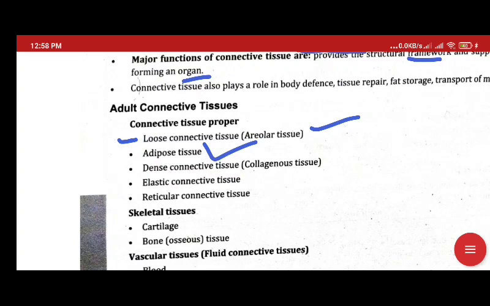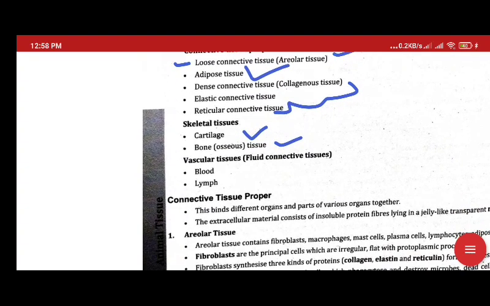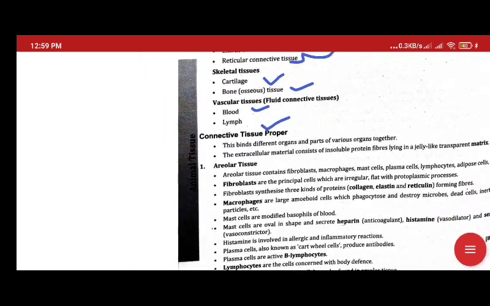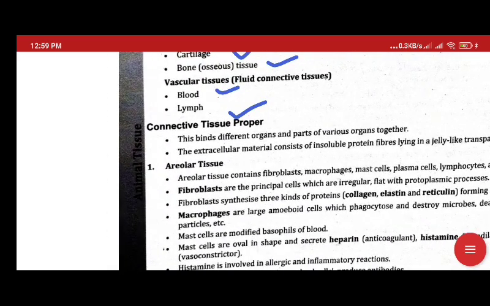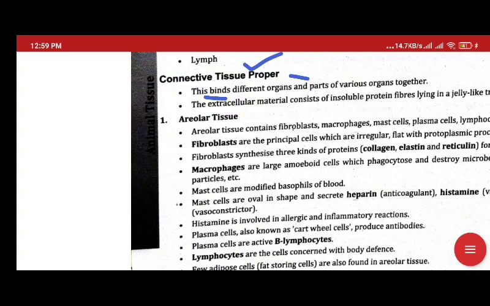Now in dense connective tissue we have three types. We have also read this: collagen, elastin and reticulin. These three types. Now in skeletal tissue we have cartilage, bone, vascular, blood, lymph. Now in connective tissue proper, or loose connective tissue, we have two types, that is areolar and adipose, that bind organs together. And now let's get started on areolar tissue.